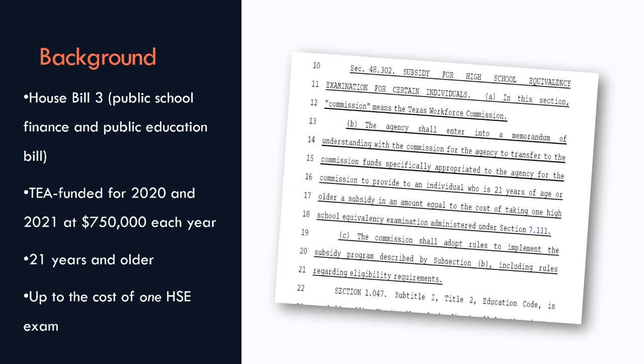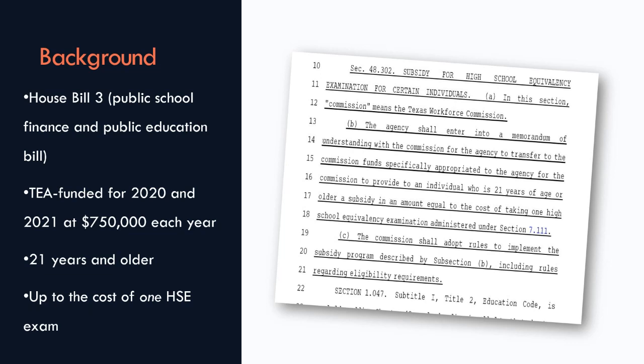So what this did was add that into Texas statute. And what it does is require the Texas Education Agency, or TEA, to enter into a memorandum of understanding with TWC to transfer TWC funds for administering this high school equivalency subsidy program. So that's a mouthful. So I'm just going to start saying HSE. I think we all understand that's high school equivalency exam. So the requirements for TWC are to implement rules that state at a minimum the eligibility requirements and how we intend to implement this program.